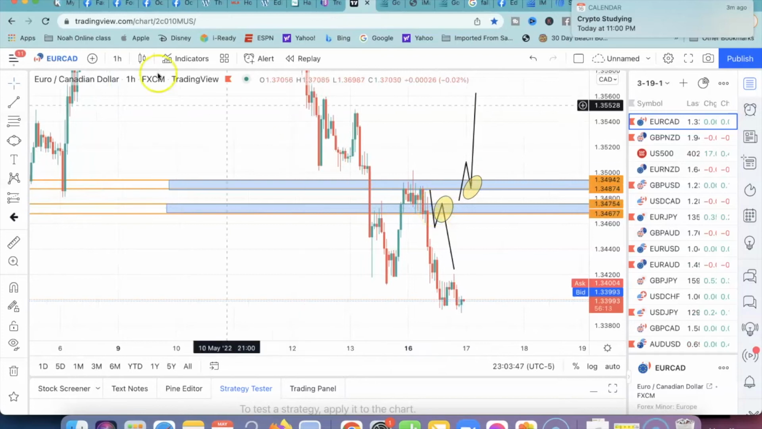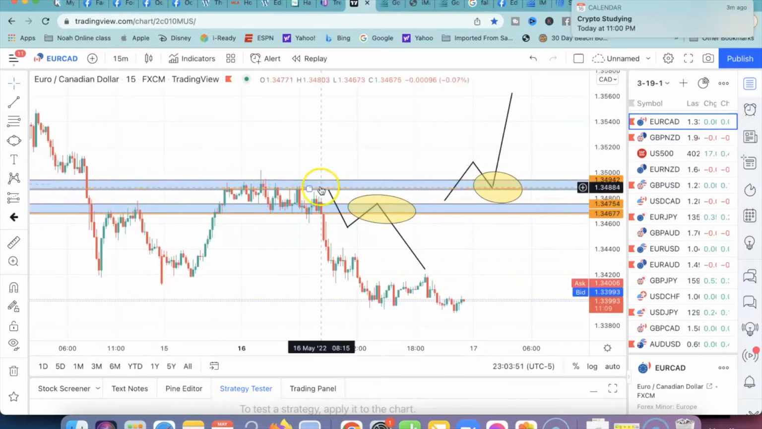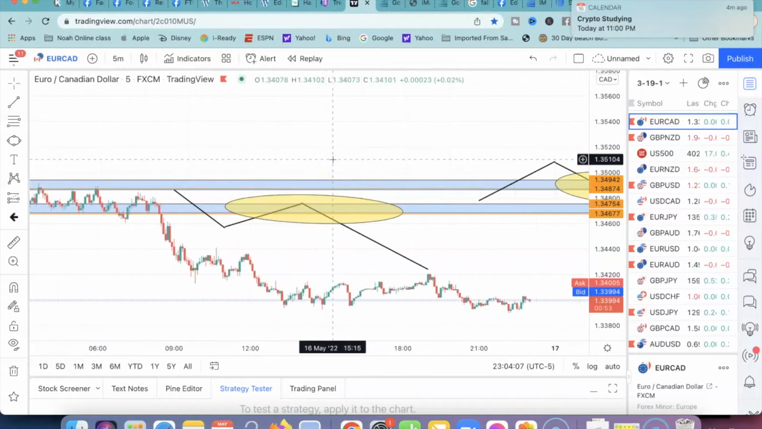Now, this is the 1 hour. If I go to the 15-minute, when I mark up off of the 1 hour, I personally take my entry off of the 15-minute. So if you look right here, once again, boom, broke out, retest, drop, break out, retest, reject, drop, okay? You could have found the same thing on the 5-minute, okay?